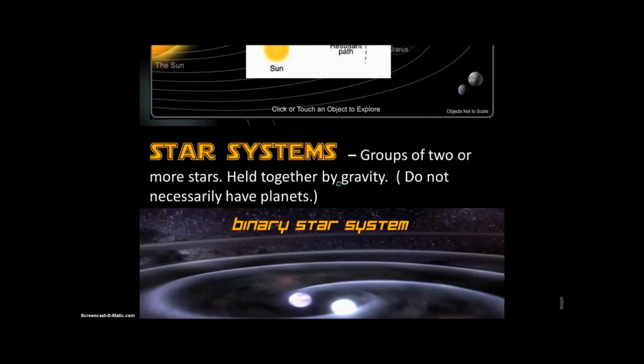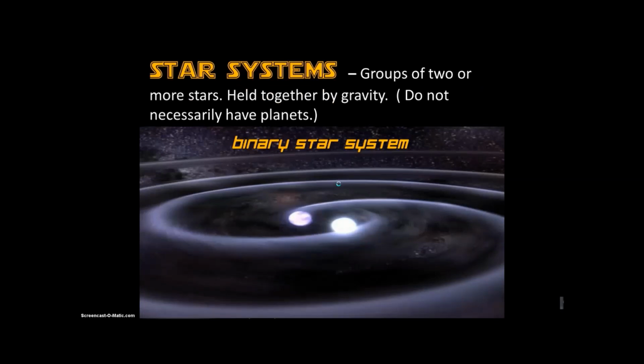Now, there are some systems that don't have planets. We call these star systems. They're not solar systems because they don't have planets. As exemplified in this particular image, this is a binary star system, binary because it has two. But a star system is a group of two or more stars that are held together by gravity, but they don't necessarily have planets. They just include more than one star. Most of the time, star systems don't have planets.